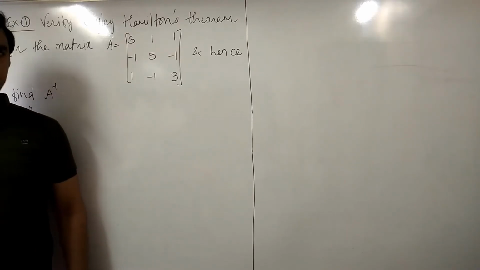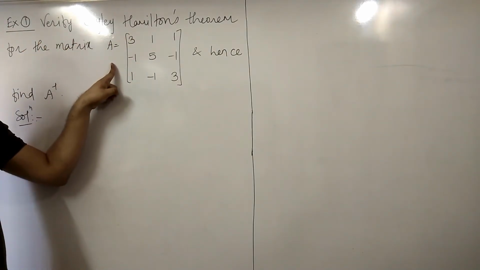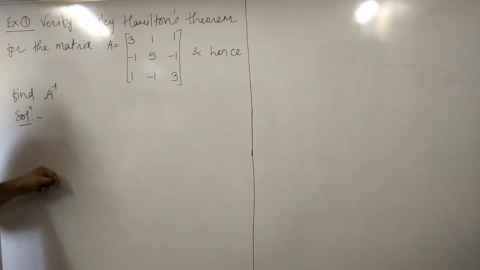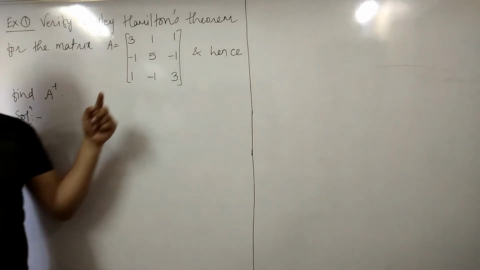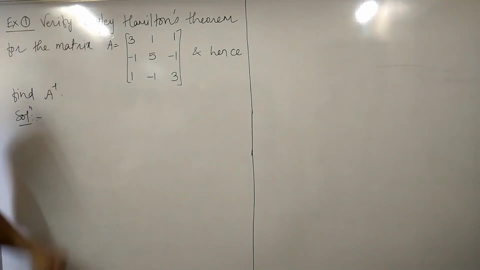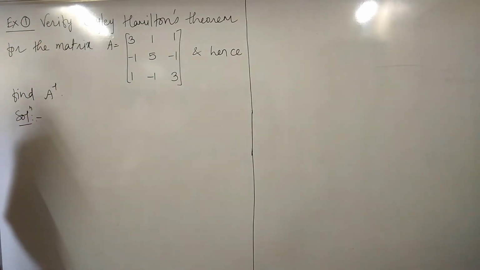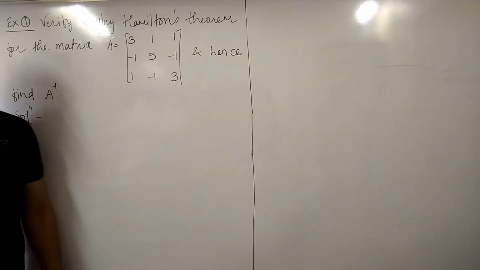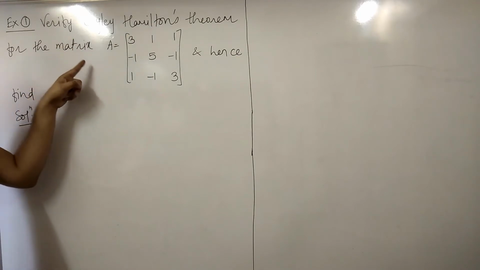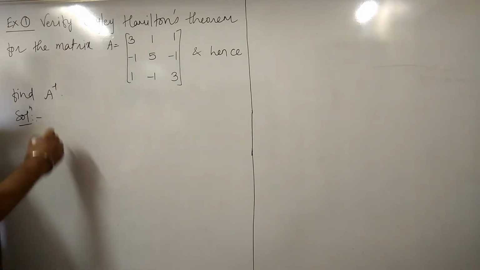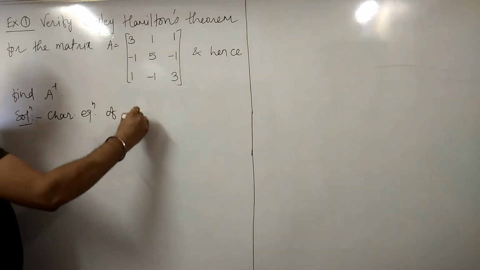So let us take one example. Verify Cayley-Hamilton's theorem for the matrix A given here, and hence find A inverse. That means you have to first verify Cayley-Hamilton theorem and then find A inverse using Cayley-Hamilton theorem, because it is written that hence find A inverse. To verify Cayley-Hamilton's theorem, we must first find the characteristic equation. In the previous video we have seen how to find the characteristic equation of matrix A.